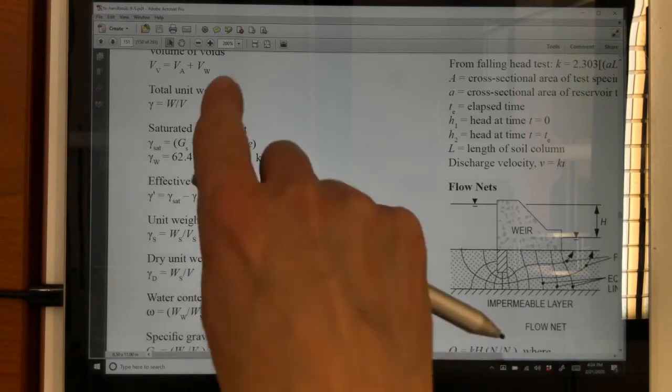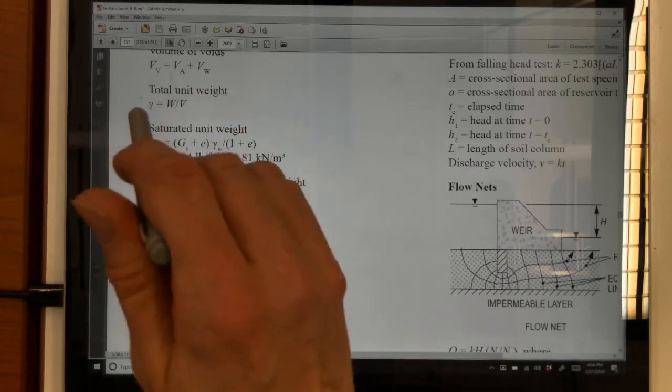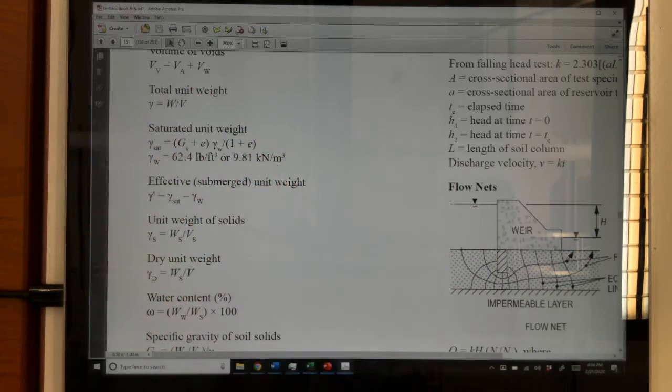And here, total unit weight on that line, they aren't explicitly putting a sub T there, but there's no other indication that it's a different kind of weight or volume, so that's going to be what you roll with. So some of these things, the notation is slightly different from what we might have seen in the Holtz-Kovacs textbook, and I think it helps to just recognize that as we go through these, but the concepts are all the same.